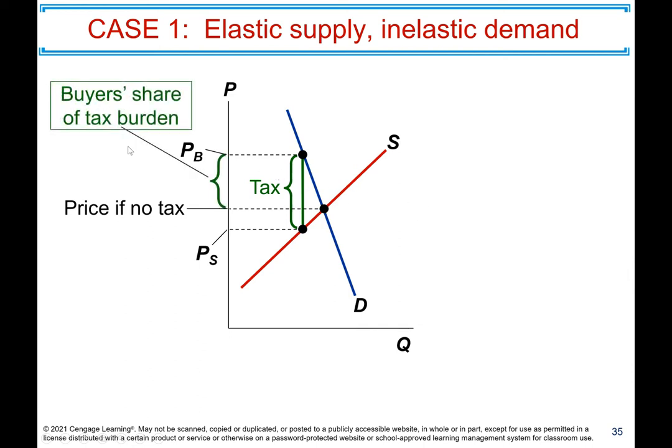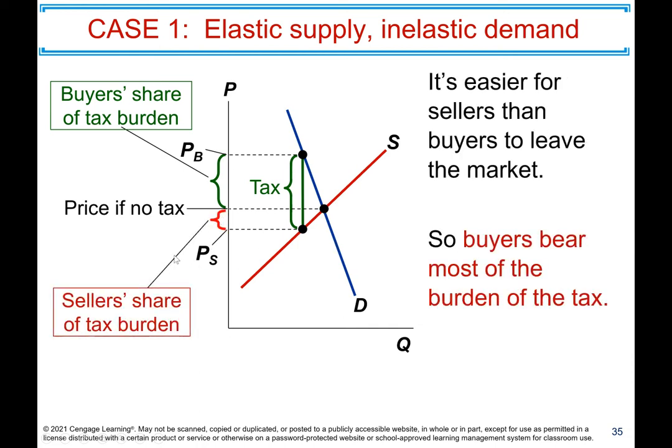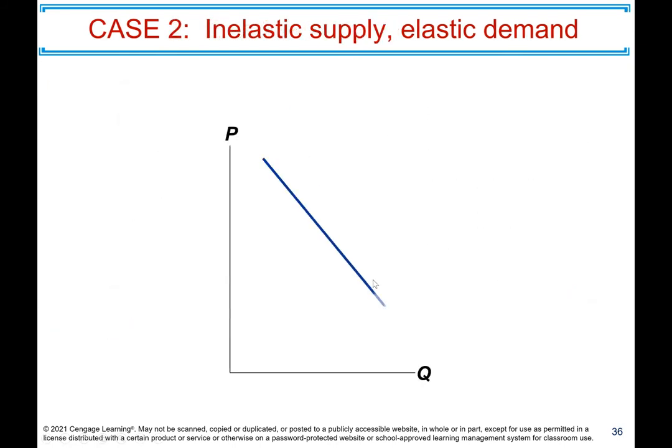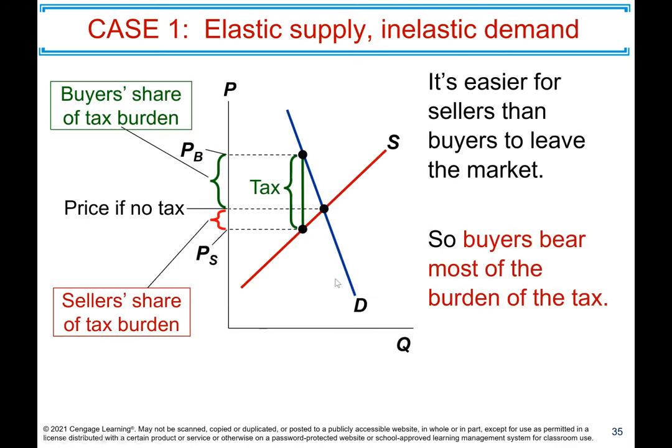The buyer's share of the tax is the difference from the original equilibrium to the new price paid by the buyer. And the share of the tax paid by the seller is the difference from the original equilibrium to the price sellers receive. So, what was our conclusion? Before we finish here, what was our conclusion?